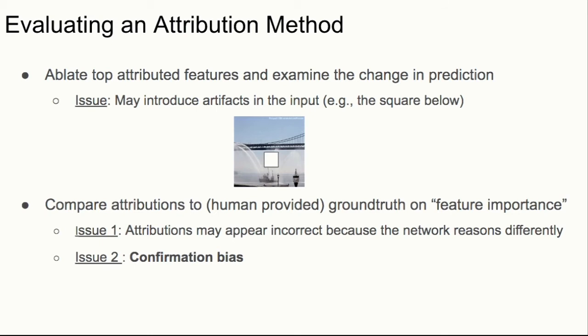One approach is to say, if these features are the most important, then let me drop or ablate these features, and the prediction should go away. The problem there is, again, you would introduce artifacts. Suppose you found that the water spouts are important, so I ablated them by putting that giant square. But now I have an artifactual image. If the prediction goes away, I don't know if it's because of the square.